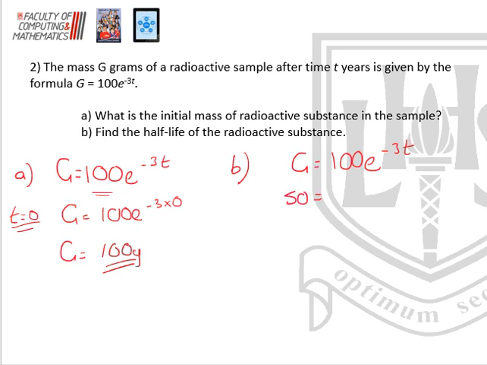So if we swap in 50, we'll have an equation that we can solve. So we just need to cancel out that 100. Well, I'm going to divide by 100. 50 divided by 100 is just a half. Oh, look, half-life. Isn't maths wonderful?